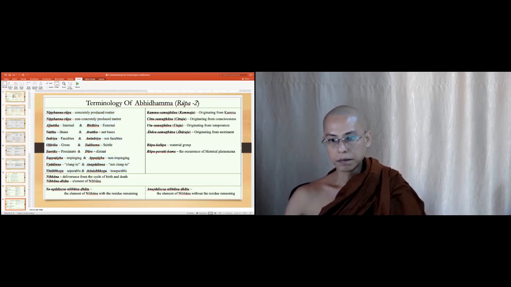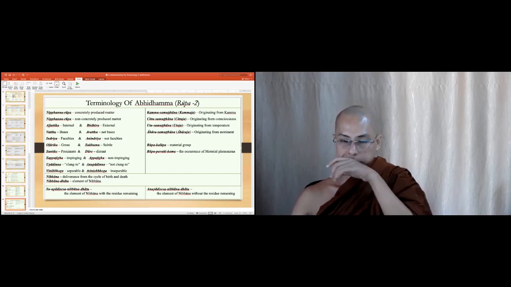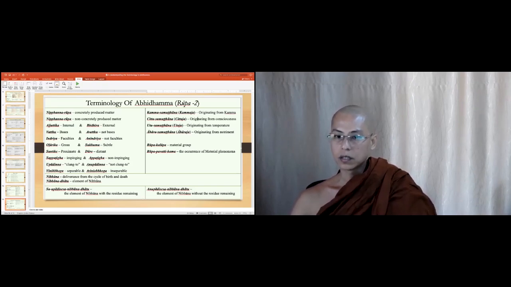Then here, Kamma Samutthana Rupa. Another way it is called Kammaja Rupa. Samutthana and Ja mean the same. So originating from Kamma. These are related to the four conditions of materiality. So Kamma Samutthana Rupa, originating from Kamma. Chitta Samutthana Rupa, originating from consciousness. Utu Samutthana Rupa, originating from temperature. So Utu refers to temperature. Then Ahara Samutthana Rupa, Ahara refers to nutriment.